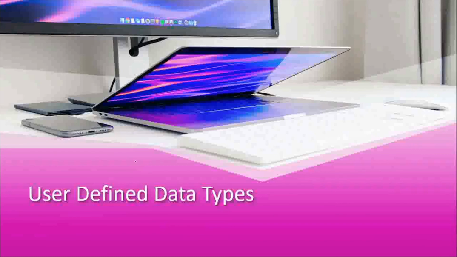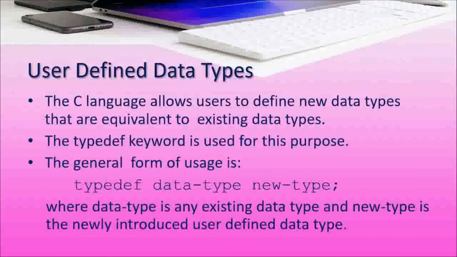That is, a person can create his own data type. Actually, he cannot create a new data type, but he can rename the data types that are already available in C. So this is how it is being done. The C language allows users to define new data types that are equivalent to existing data types. So what we are doing is creating, or renaming, an existing data type into a new data type.